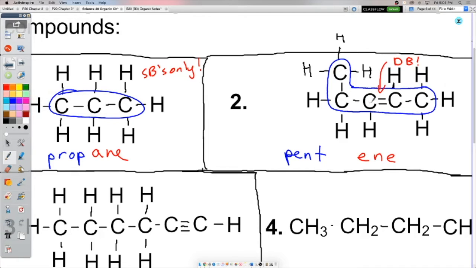See that? 1, 2, 3, 4, 5. If we start over on this end, though, then we'll have 1, 2. Aha, and then the double bond will be on carbon number 2. So that is the lower number, right? Between doing 1, 2, 3 and 1, 2, we should pick the 1, 2. So this would be pent-2-ene.